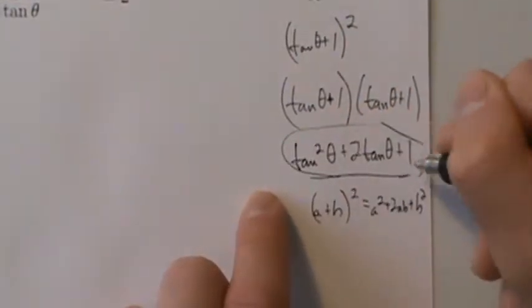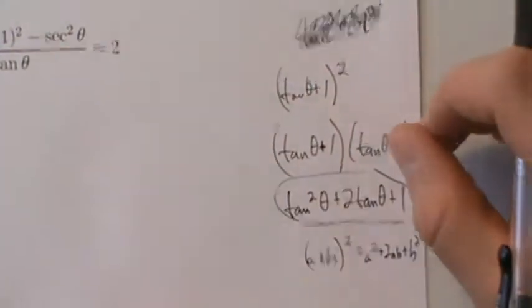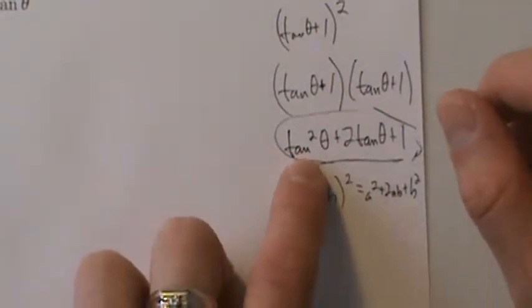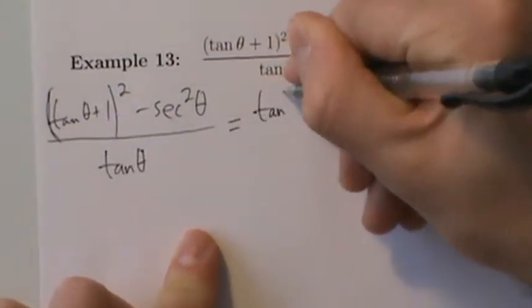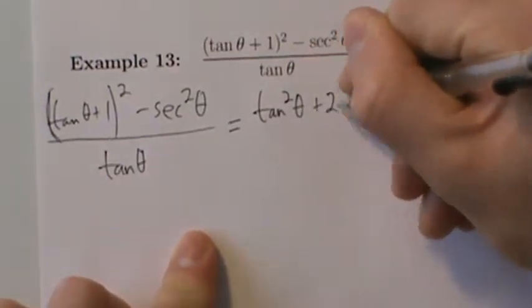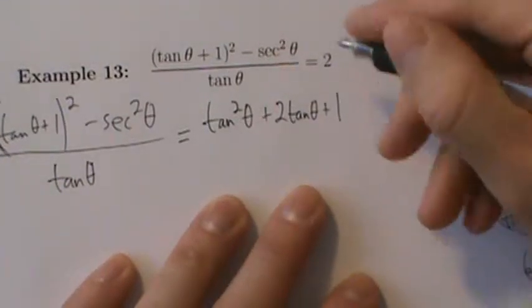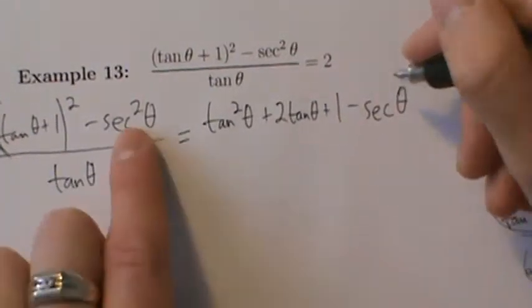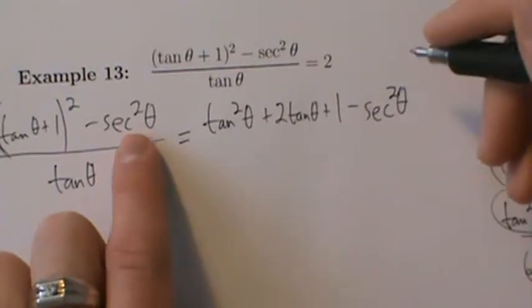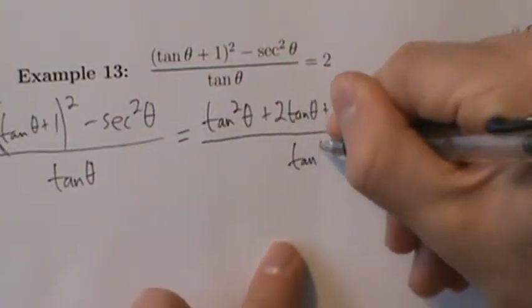So tangent of theta plus 1 quantity squared, FOIL that out, you're going to get tangent squared of theta plus 2 tangent of theta plus 1. That's exactly what we have here. And then we also have minus secant squared of theta. That's still there, and then all divided by tangent of theta.